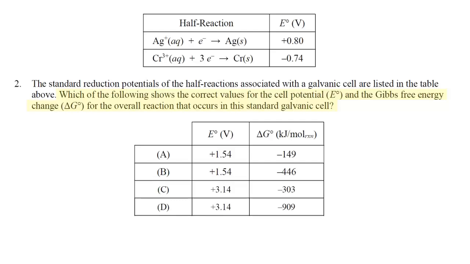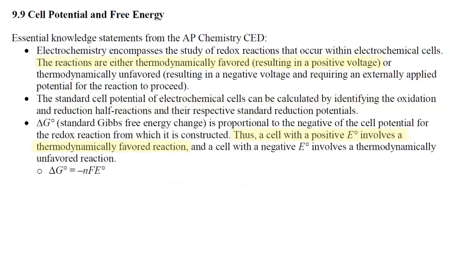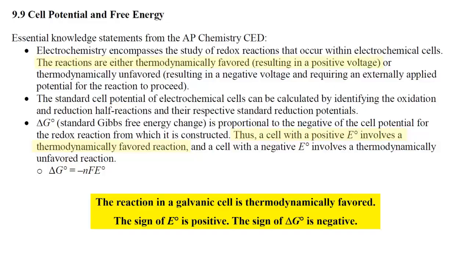So question 2 falls under topic 9.9, cell potential and free energy. So reactions are either thermodynamically favored, resulting in a positive voltage, or thermodynamically unfavored, resulting in a negative voltage and requiring an externally applied potential. So because it's a galvanic cell, the reaction in a galvanic cell, like a battery, is thermodynamically favored. The sign of the cell potential should be positive, and then the sign of the free energy change, delta G, should be negative. So there's that relationship at the bottom of this slide.